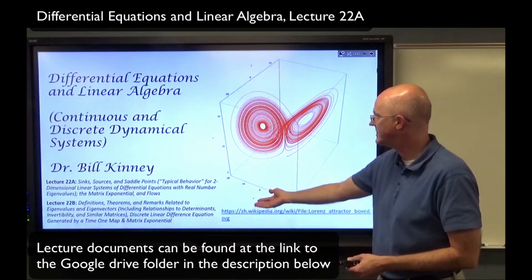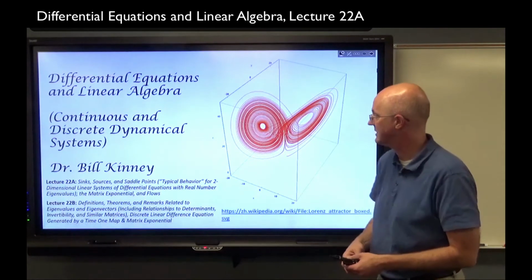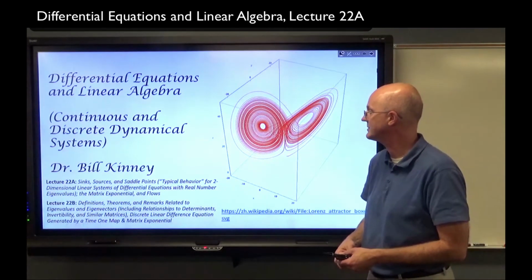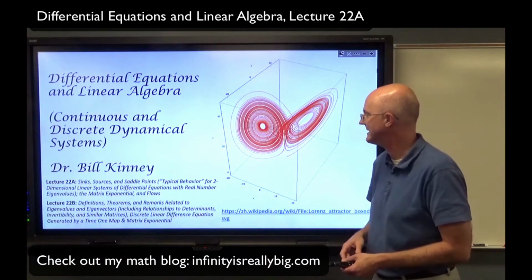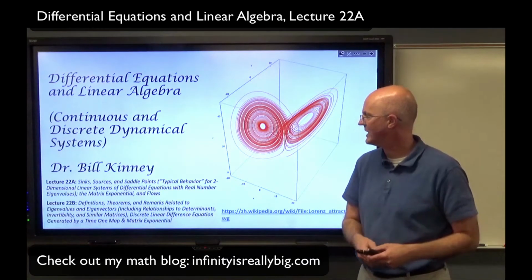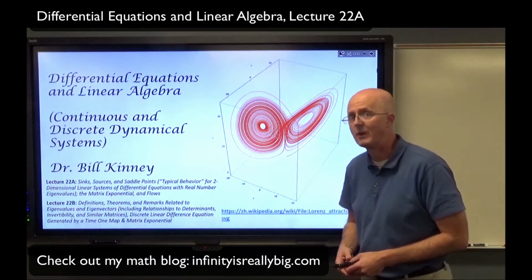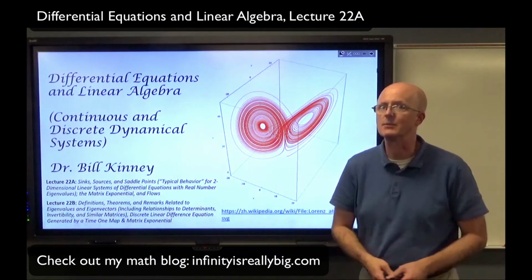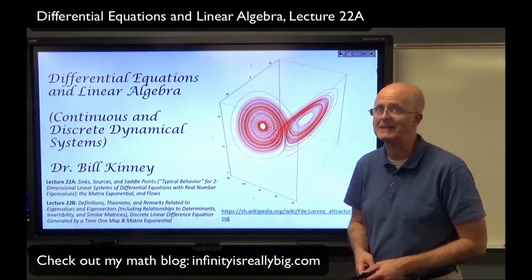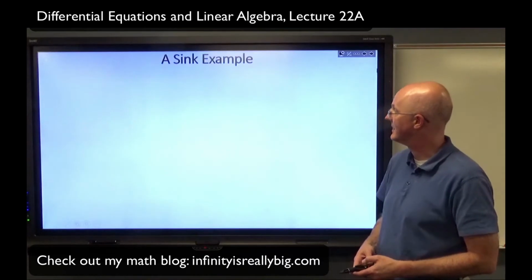In 22B, we talk more in depth about definitions, theorems, and remarks related to eigenvalues and eigenvectors, including some other topics that you can see there. And we come back to difference equations, and we look at the time one map for an example from lecture 22A, and we think about what happens with the corresponding difference equation in 22B. But let's look at our examples.